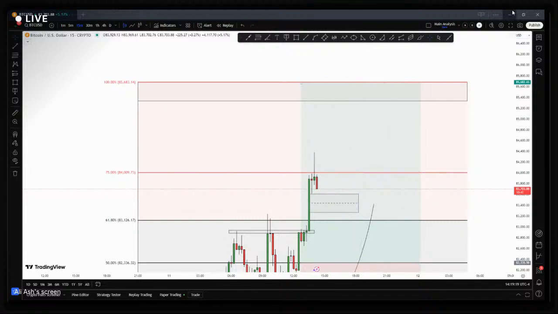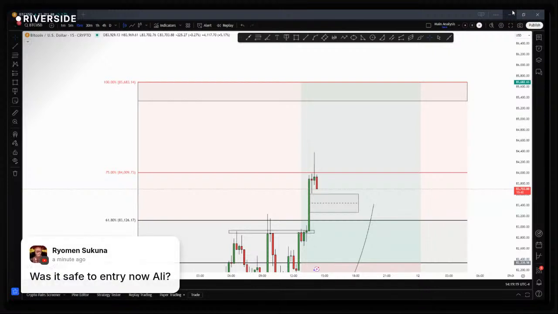Was it safe to enter now? No, no, no, not now. We'll wait for the entry after the FVG is closed.